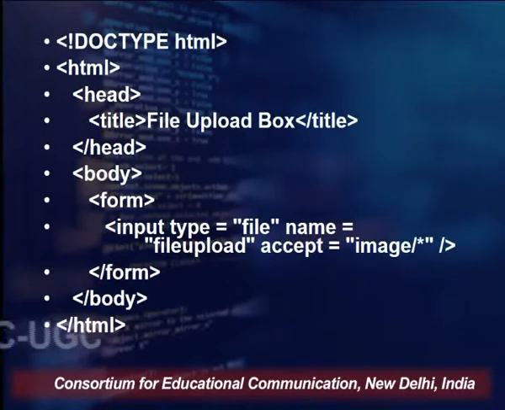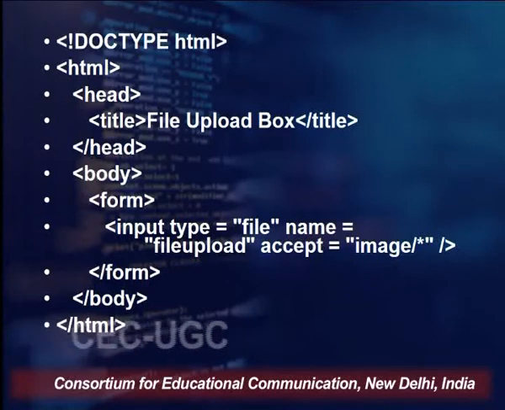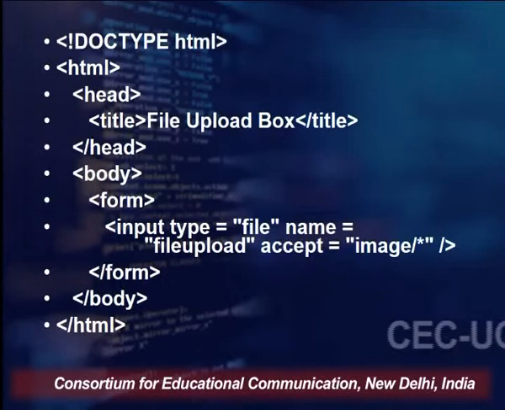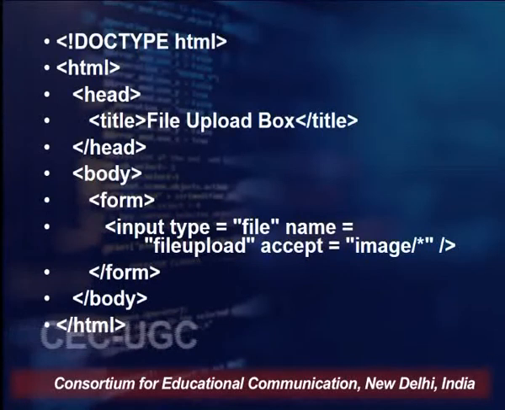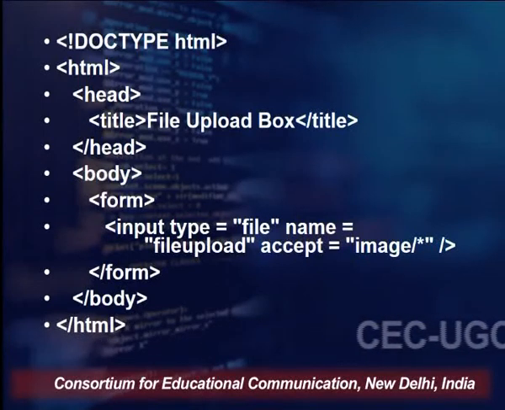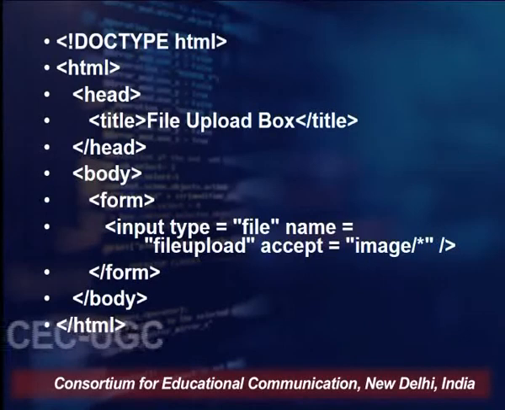Now see what is happening here. The control is tagged as an input control. Type is equals to file. We have seen earlier various types, that is type equals text, type equals password, and type equals email. So here the type is equals to file, and name is equals to file upload. Whatever name you want to give to the control for the purpose of recognition, you can give.